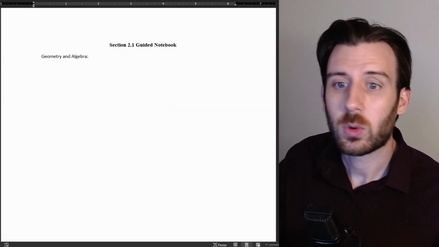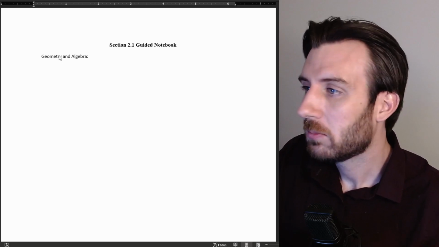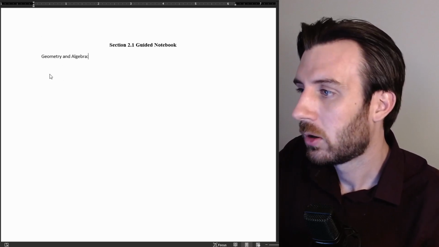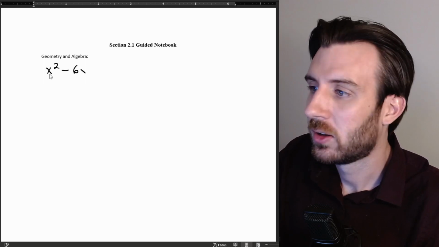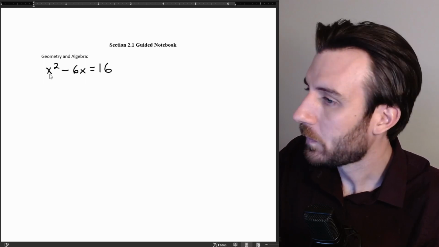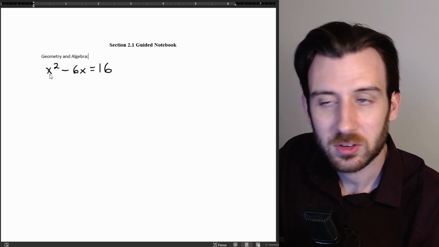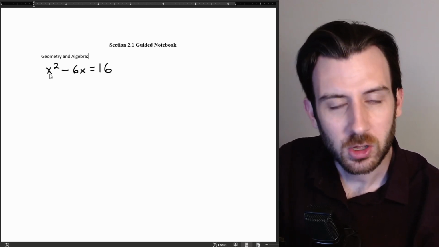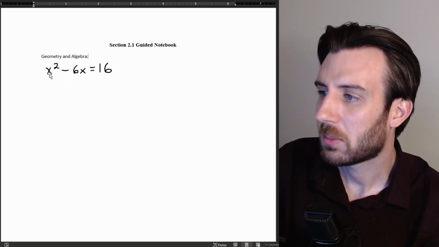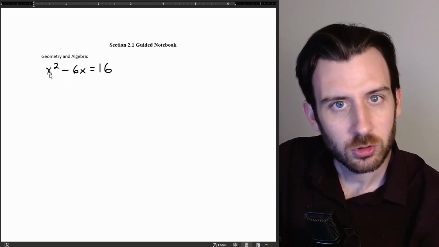So here's the question I want to look at. Let's imagine that we have the question x squared minus 6x equals 16. Now what we mean by this in today's language is that we're looking for values of x that are unknown, but that cause all of this to come out to be true. So we're looking for solutions.